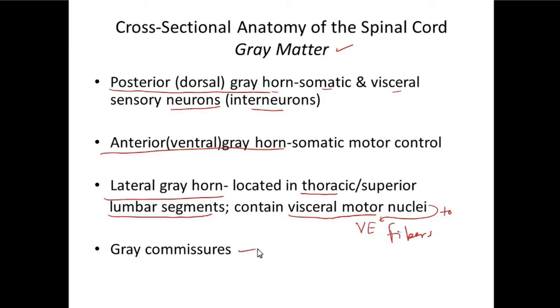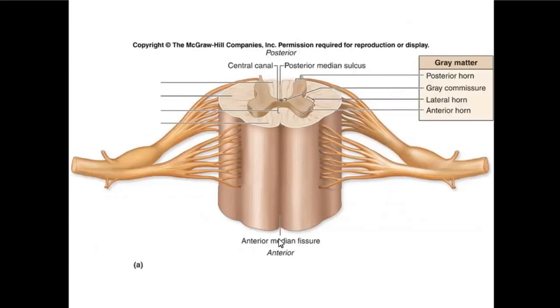And then you have your gray commissures, and I'll show you what that is. So here's a picture showing you the dorsal horn here, posterior horn. You have your lateral horn right about here, and your anterior horn. And here are your gray commissures that allow for communication between the two sides of the horns. And that's about it for that information there.